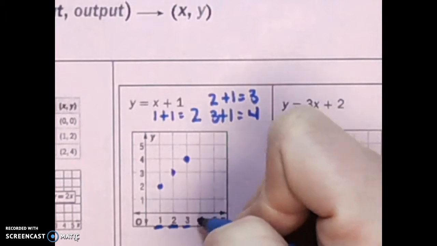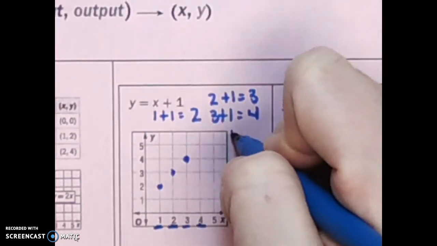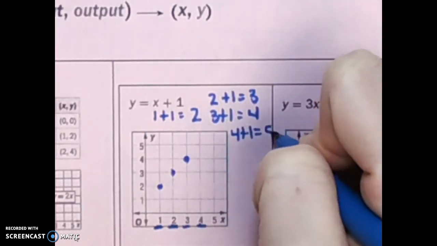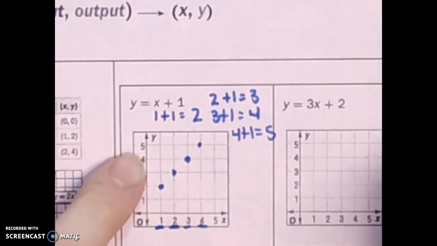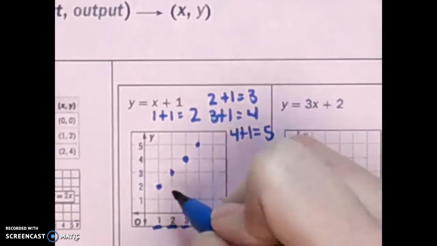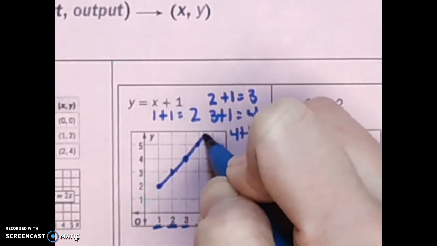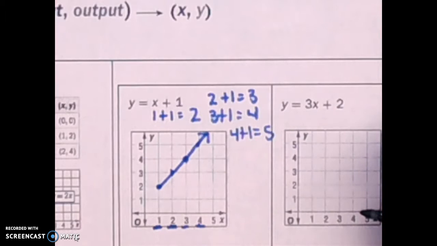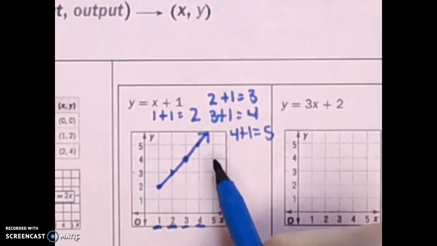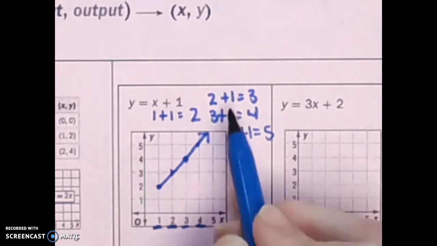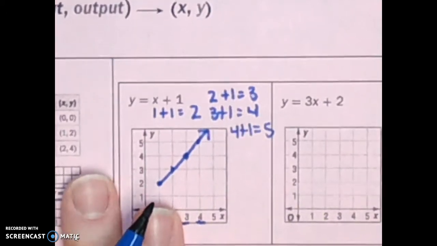And then at 4, I have 4 plus 1 equals 5. So at the 4, I'm going to mark a 5. I am not going to worry about the 5 because it's going to go up and I don't have it. And then you're just going to draw your line on here. Your line will be going up by the same each time because it is linear and it has a rule to it. Let's look at this next one.